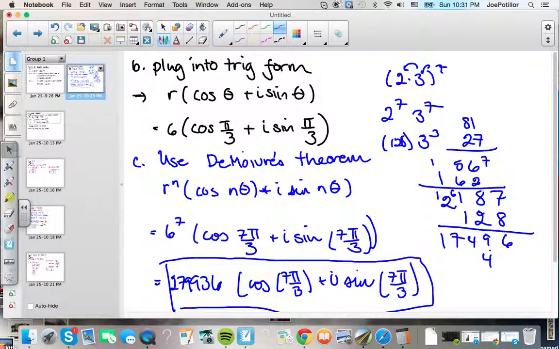Now, let's see. I've yapped my mouth enough. So on the next one, we'll talk about nth roots of complex numbers.